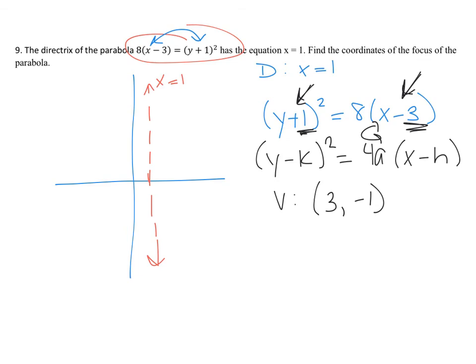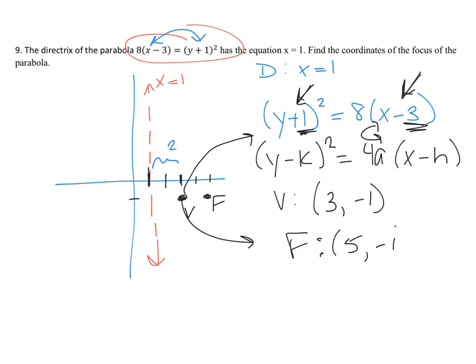So I'm going to plot positive 3 on the x-axis. This is 1, 2, 3, and then negative 1. This is my vertex. I know it's opening up to the right. Now there are two ways to get your focus. The first way is to realize that this distance is 2. So your distance will be 2 on the other side of the vertex, giving your focus the point 1, 2, 3, 4, 5, negative 1. So my focus is at 5, negative 1.